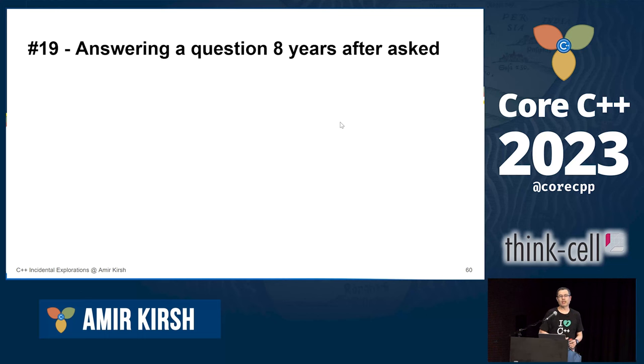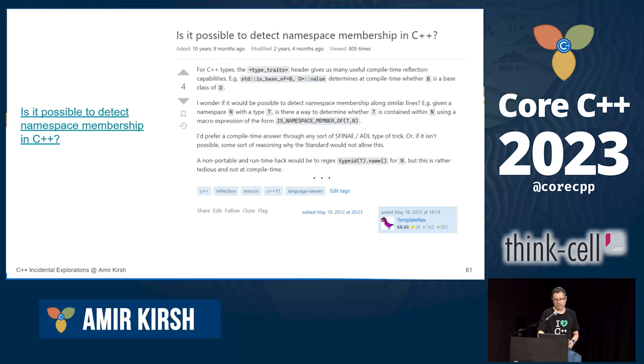So there was a question, I will tell you what the question is. Is it possible to detect namespace membership in C++? I mean, I want to ask something: from which namespace are you? Are you from this namespace? Now, we don't have reflection yet, okay? So this question was from 2012. There was some kind of an answer out there.